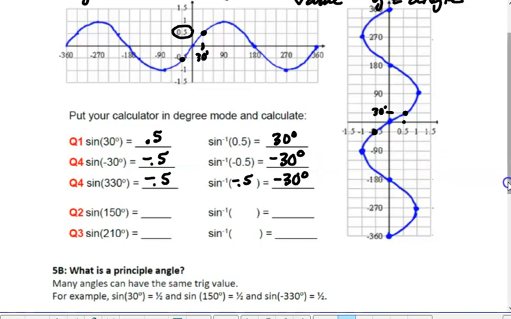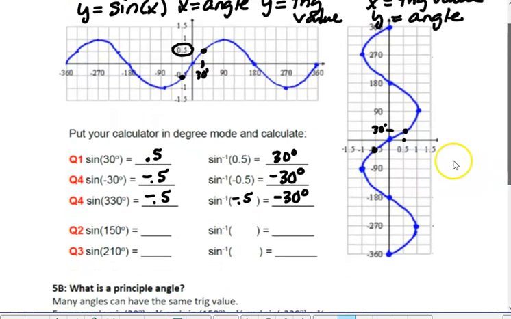So that means if I go up and look here at my graph, if I go to -0.5, I know that 330 is not a possible answer. I can't get 330. That's not included in the function. Now if I go to sine of 150 right here, that is a +1/2 or +0.5. But if I do inverse sine of 0.5, do I get 150? No, I already did it. I get 30. So this tells me that for 0.5, 150 is not a possible solution.